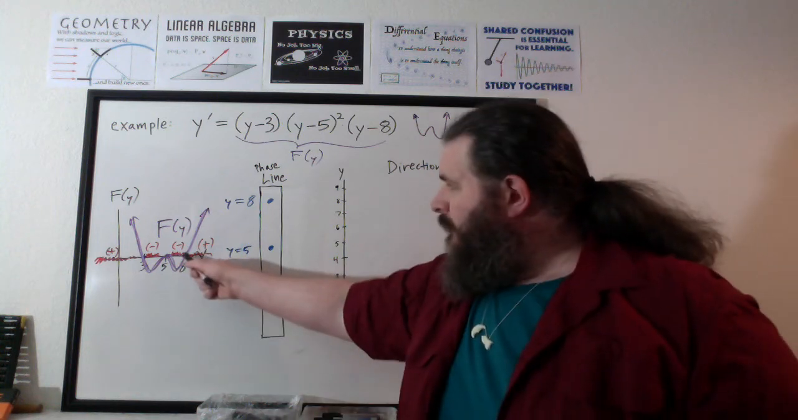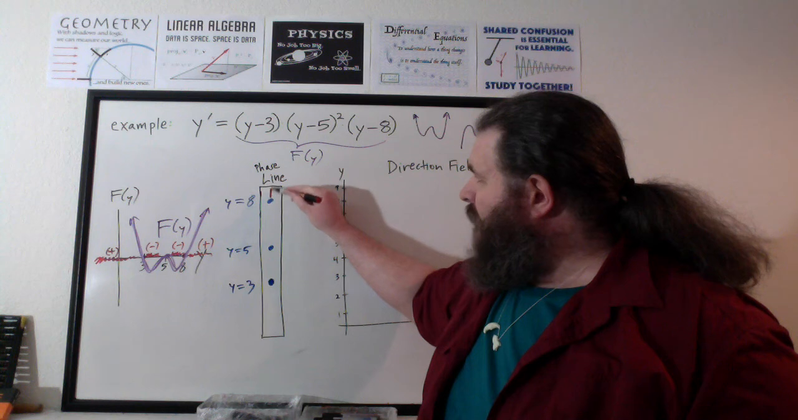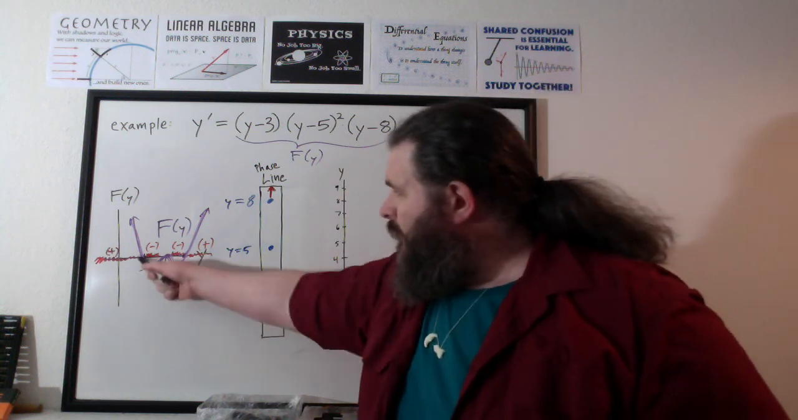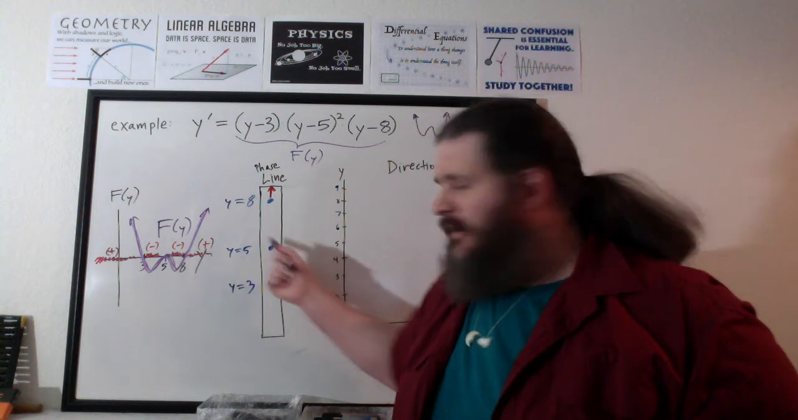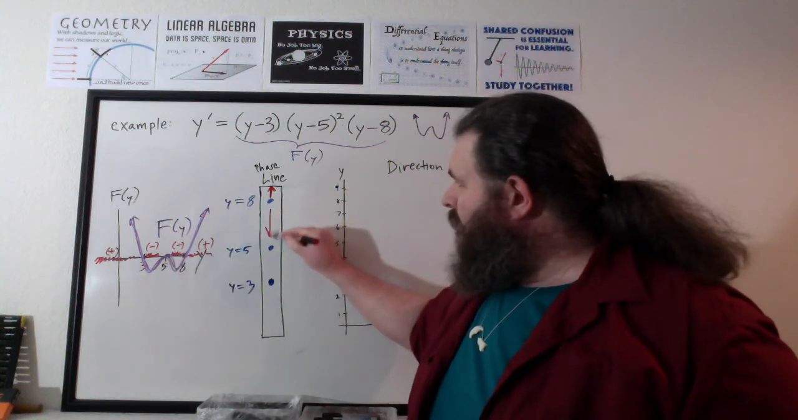In the region where y is greater than 8, f of y is positive, so y prime is positive, so we have an increasing function. The region between 3 and 5, and 5 and 8, not including 5 itself, of course, has a negative slope, so that's going to be a decreasing function.